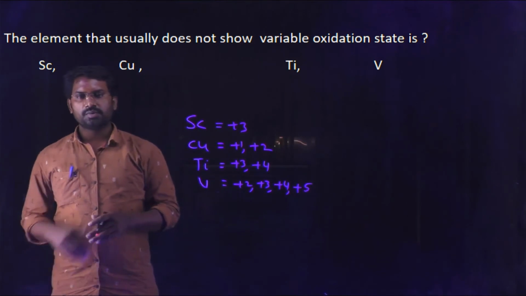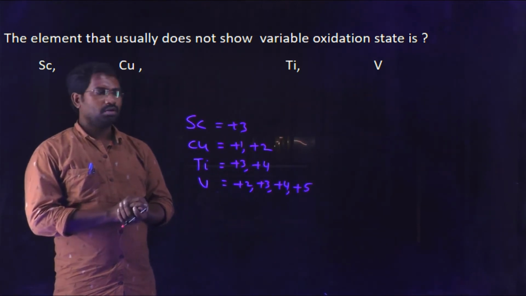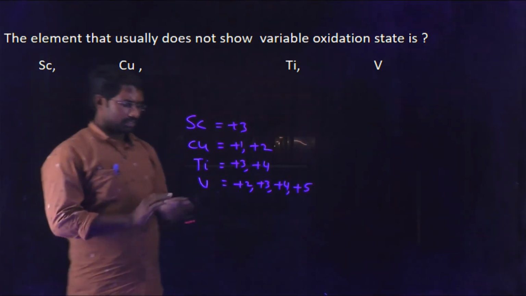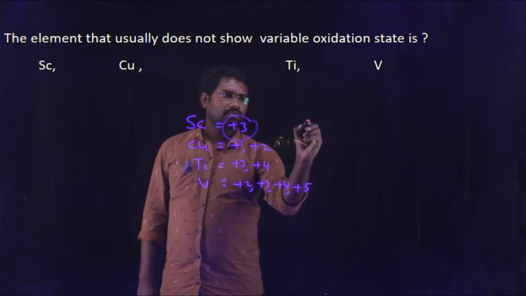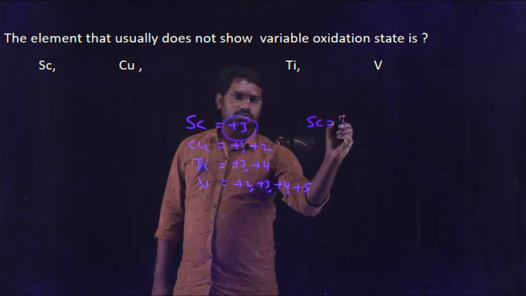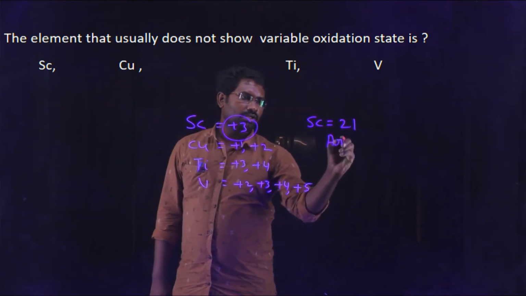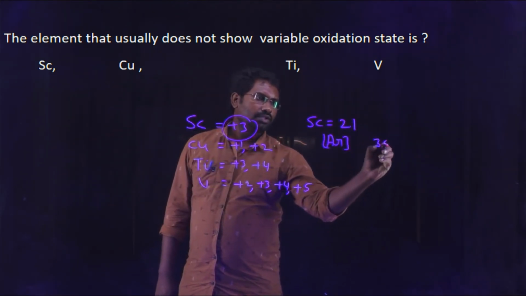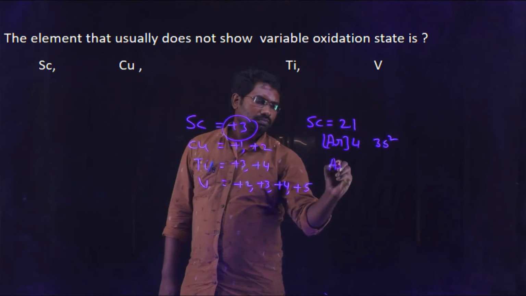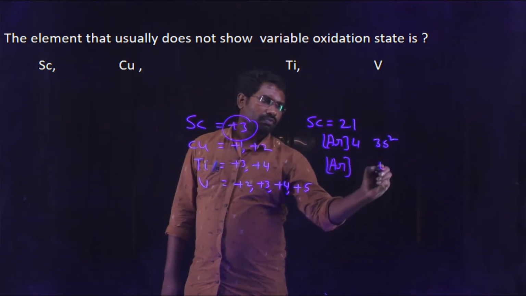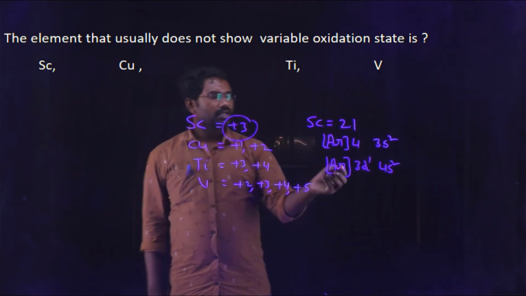So what is the meaning of variable oxidation state? If an element exhibits more than one oxidation state, that is known as variable oxidation state. But scandium only exhibits +3 oxidation state. What is the atomic number of scandium? 21. So write the electron configuration: argon 4s2, 3d1. Argon means 18.